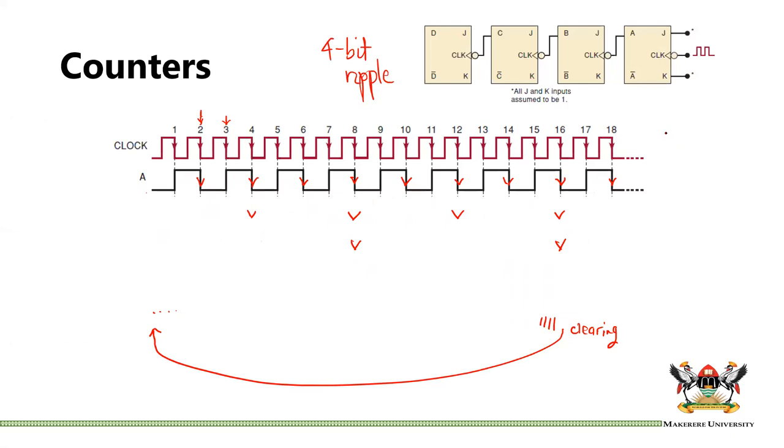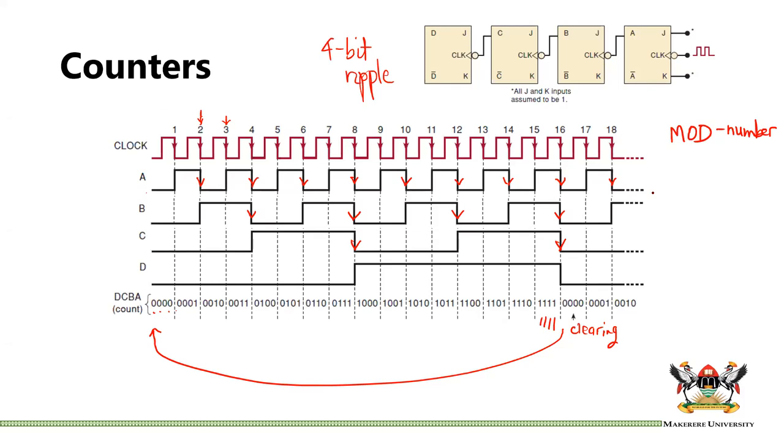There's something we call a mod number. You should obviously remember this. Mod number is the number of distinct states through which a counter goes. So for instance, here we are moving from 0000 all the way to 1111, and so these are 16 steps. And so we can say that this is a mod 16 ripple counter. As simple as that. It's just a mod number.